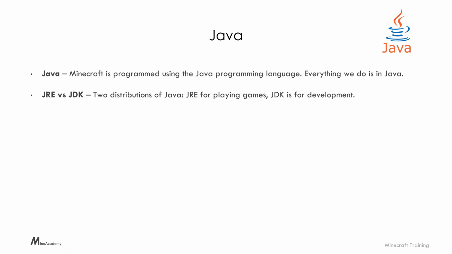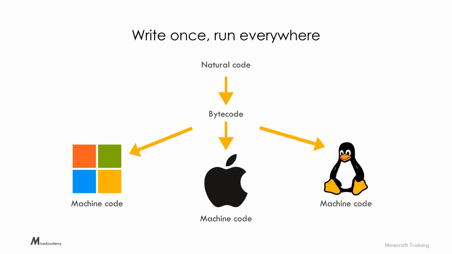And there are 2 distributions of Java. The first is called Java Runtime Environment, or JRE, and the second is called Java Development Kit. And the first one is only for playing games, right? It can run your code, it can run programs, but if you actually want to make the code, then you need the second one. And I'm gonna go back into this later.